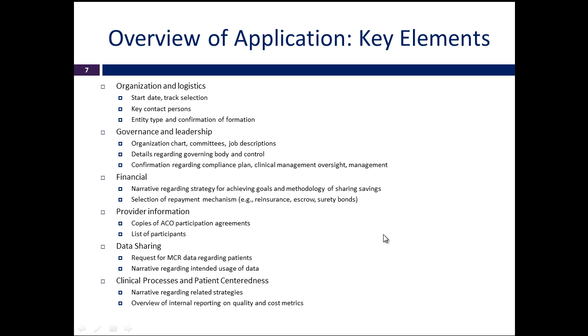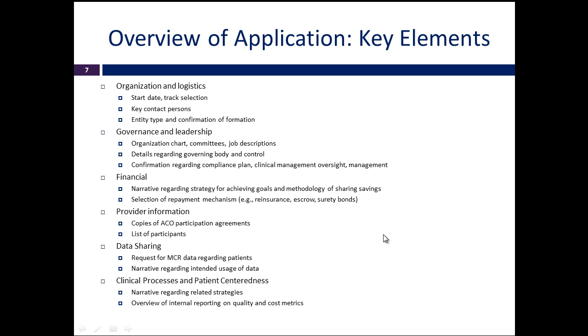Next, provider information will be required, copies of the ACO participation agreements with the providers, and a list of the participants. Next, data sharing. Medicare would like to know whether or not the ACO will request Medicare's data with regard to the particular patients associated with the ACO. This information, parenthetically, is used to create a baseline for measuring the savings or the increase in costs associated with the care being provided.